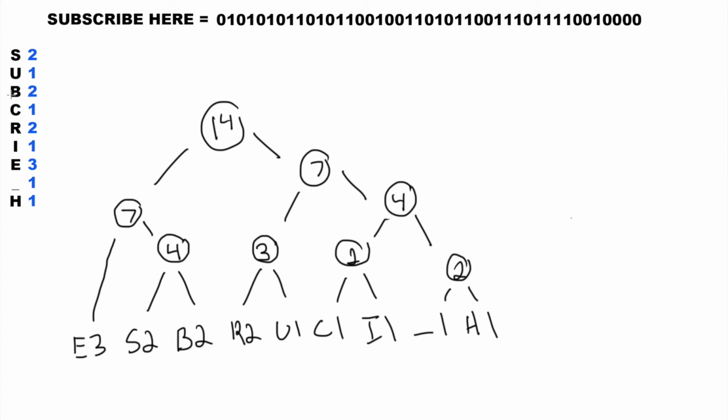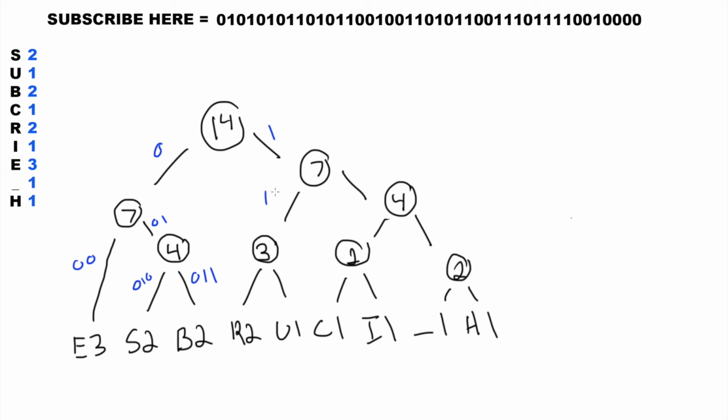So this is what we can do. We can give each left a 0 and each right a 1. So we can go 0, 1, 0, 0, 0, 1. And since there's nothing left to go over here, we know that this is the code for E. It's going to be 0, 0. Now let's keep going. We can go 0, 1, 0, and 0, 1, 1. Now we found the codes for S and B.